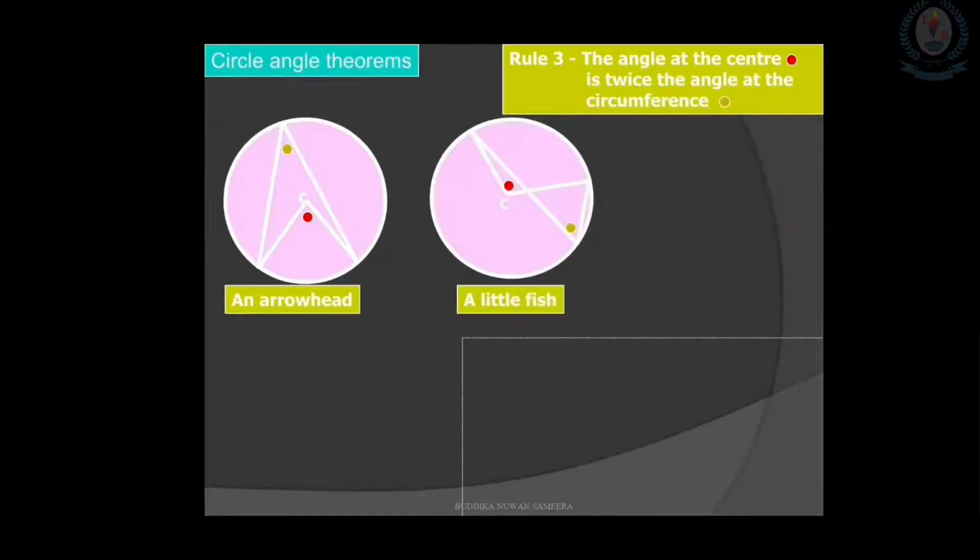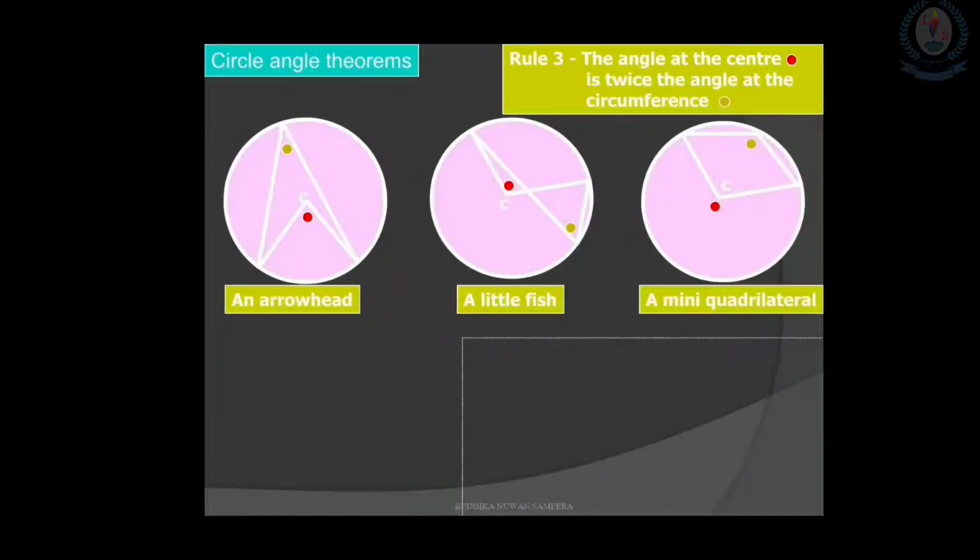Here you can see this second diagram also. The angle at the center I have marked as a red dot and the angle at the circumference I have marked as a green dot. So the value of the red dot should be twice the value of the green dot. At the same time, a question like this can also come: the obtuse angle represented by the red dot should be twice the angle represented by the green dot.